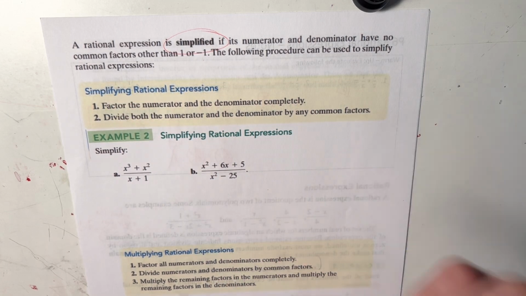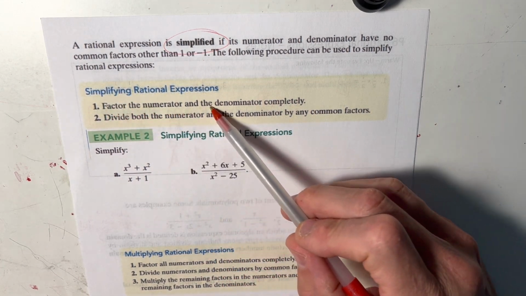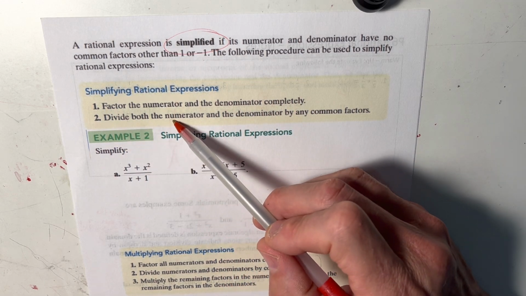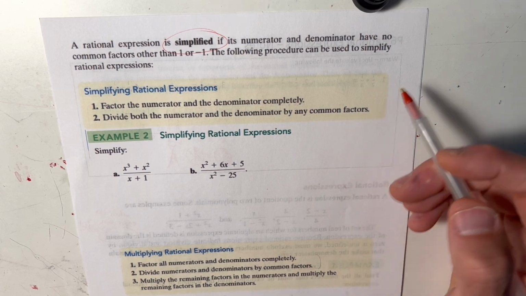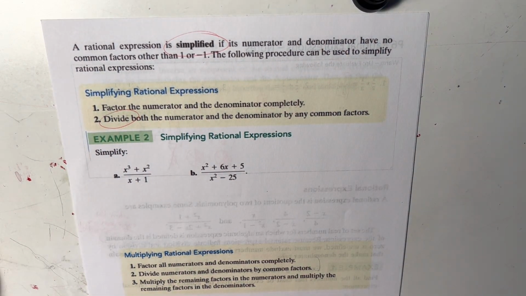This is really helpful, okay? And I'll show you a couple examples of what that looks like. First, you're going to factor the numerator and the denominator completely. Second, you're going to divide both the numerator and the denominator by any common factors. Another way to think about this, which I've talked about so far this year, is canceling out things that are exactly the same. I'll show you what that looks like right now.